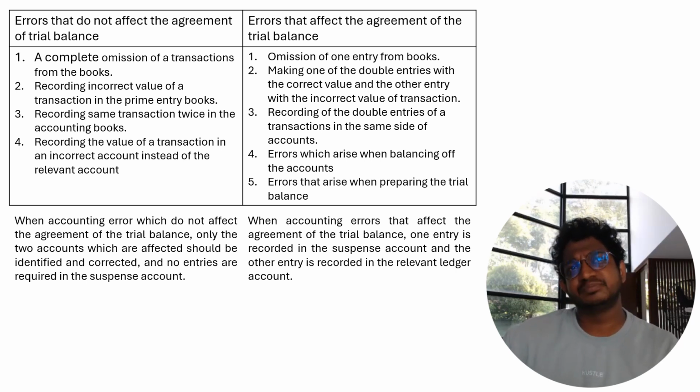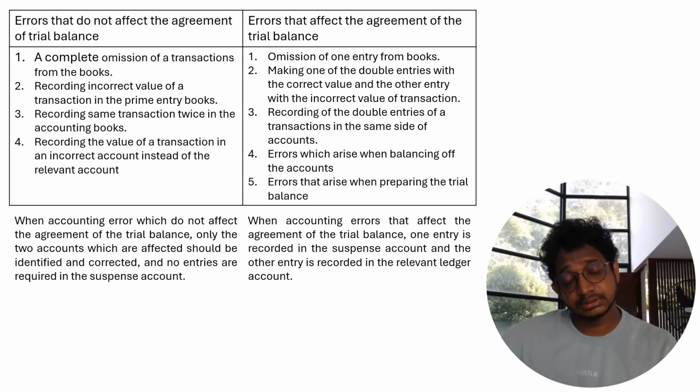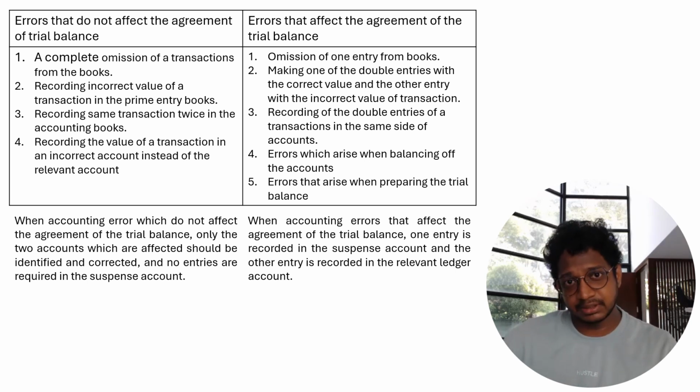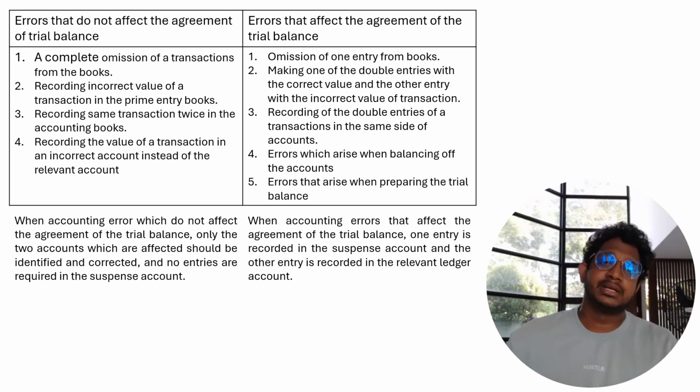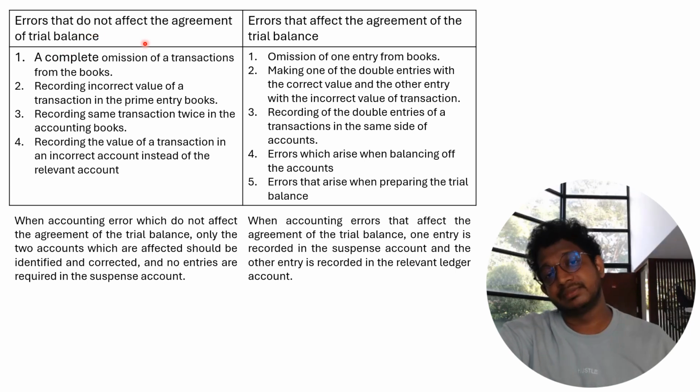It's not a statement actually. It's more like a summarization, right? In the trial balance, we record all the balances on the debit side and the credit side. So the debit and credit should be equal, right? But even when debit and credit are equal, there can still be errors. So that's what we call errors that do not affect the agreement of the trial balance.